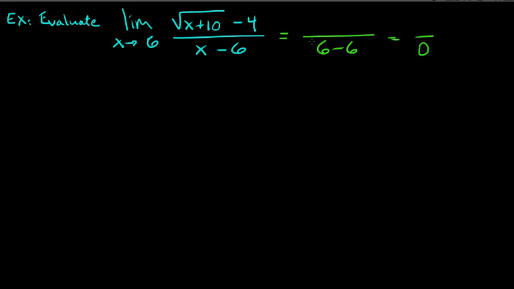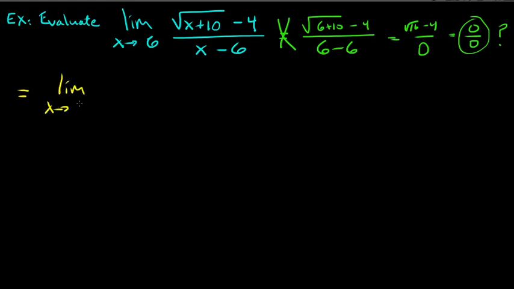Now, it might help to figure out the numerator as well. The numerator is the square root of 6 plus 10 minus 4, so that's the square root of 16 minus 4, but the square root of 16 is 4. 4 minus 4 is 0. So we do get, again, 0 divided by 0, which could be anything. So no, plugging in 6 didn't work. Sometimes it does, but in this case, no. So now what do we do?